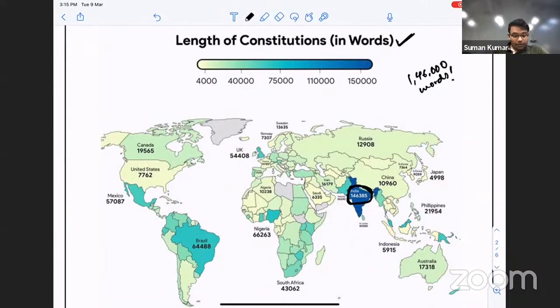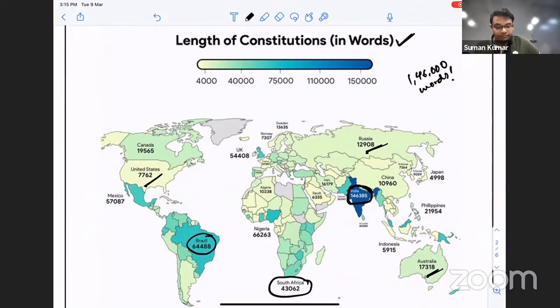Consider the United States, where we have just 7,000 words, or Russia, 12,000 words, Australia 17,000. However, our old ally South Africa has a higher number, 43,000. Brazil 64,000. But one thing is clear from this diagram: there is no constitution in the world as long, as beautiful and as dynamic as the Constitution of India.